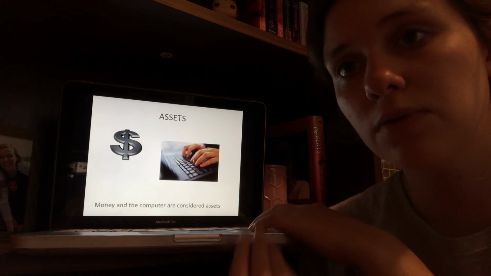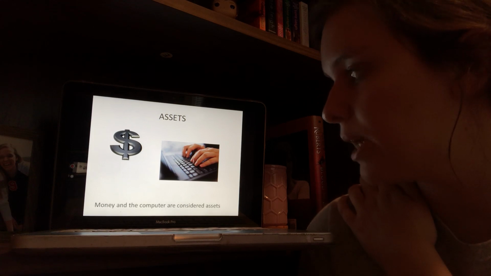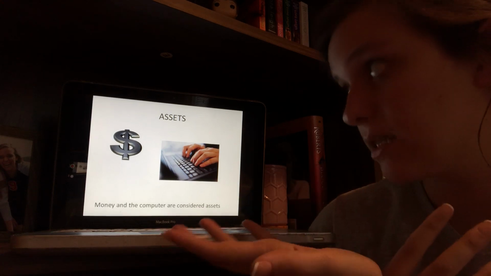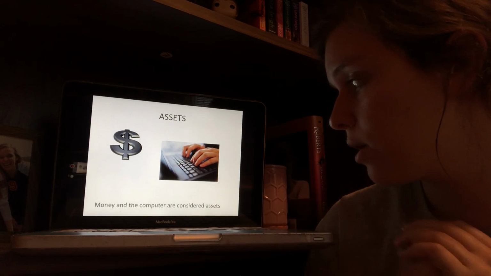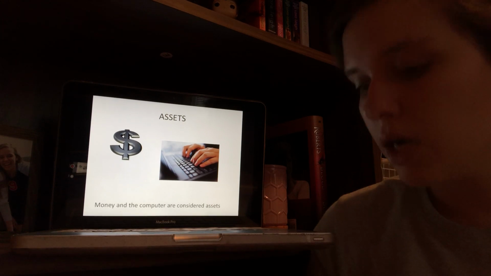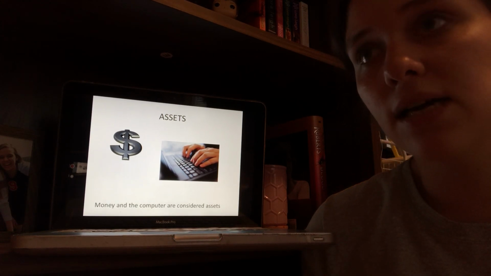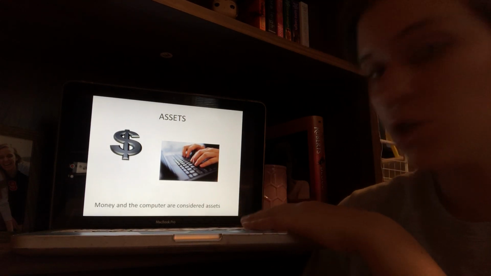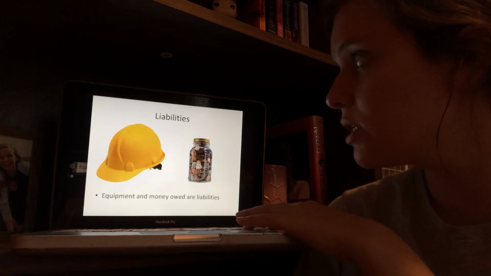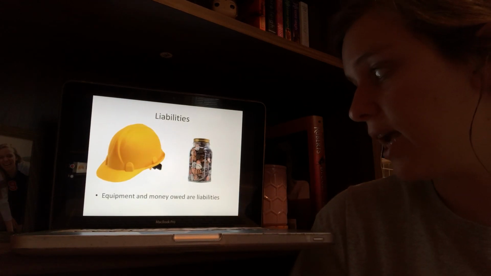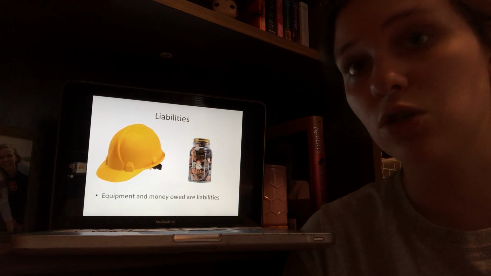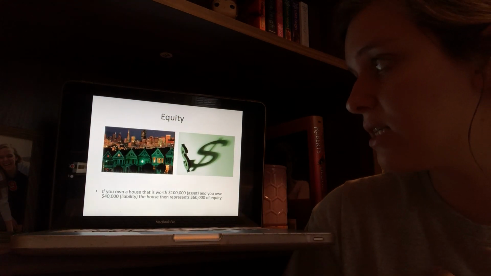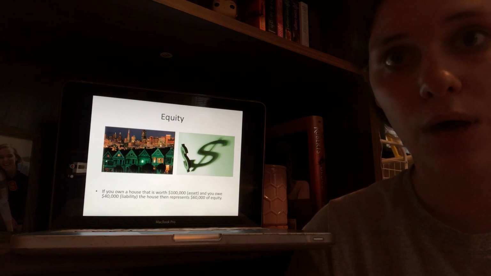So now we come to the pictures. There weren't a whole lot of pictures, but I thought these would explain it the best. So assets are, as shown above, the money and the computer, which are basically things that you own and have value to you, which money obviously has value, as well as computers. And liabilities such as equipment and money owed to another person, such as debt, are liabilities. And equity could be your house, could be a building that you own.